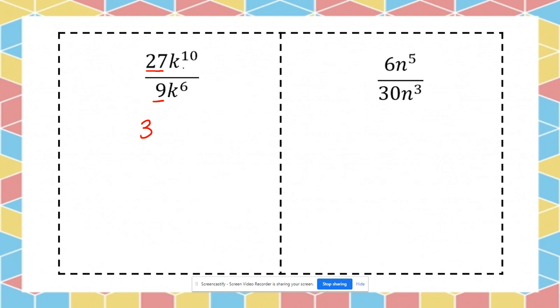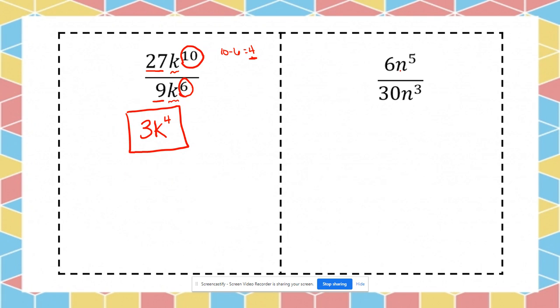Then I can focus on my k's. These have the same base and they're being divided, which means I'm going to take the exponent of 10 and the exponent of 6, and I'm going to subtract. So I would do 10 minus 6, which would give me 4. My base of k needs to stay the same, so I'm putting this with my 3 that I got from doing 27 divided by 9. So now I have a base of k, and I found that my exponent would be 4. So this becomes 3k to the 4th power.